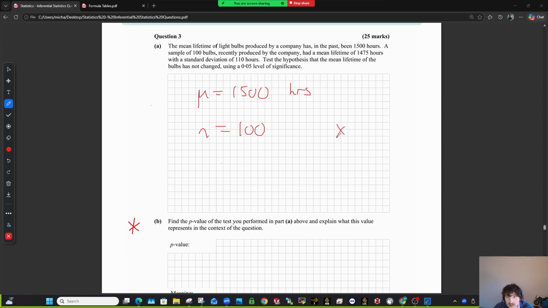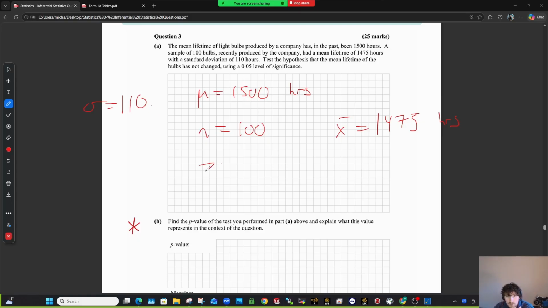Recently produced, and it had this x bar, so that is a sample mean, okay, so it's not an individual value, and that's in hours. And it had a standard deviation of 110. So it didn't tell us what the actual sigma was for the company. It just told us what the sigma was for the samples. So this is our best estimate of what the overall sigma is. So we'll use this in our calculation.